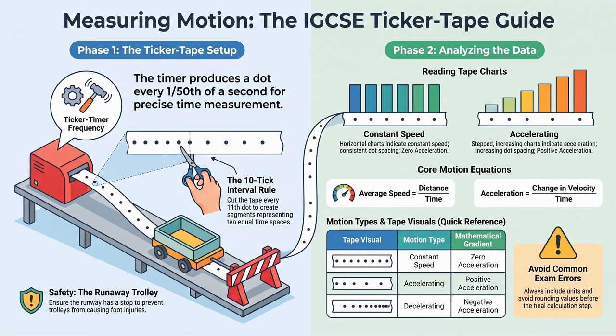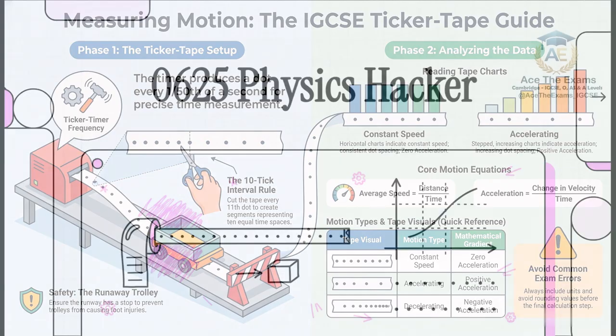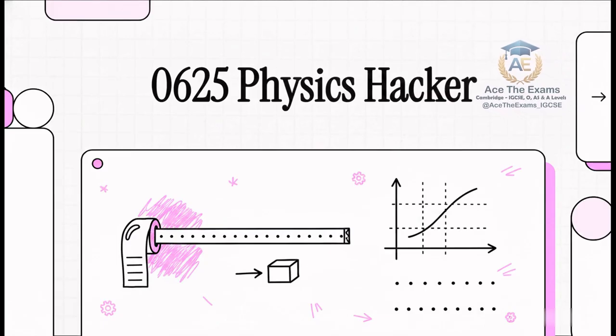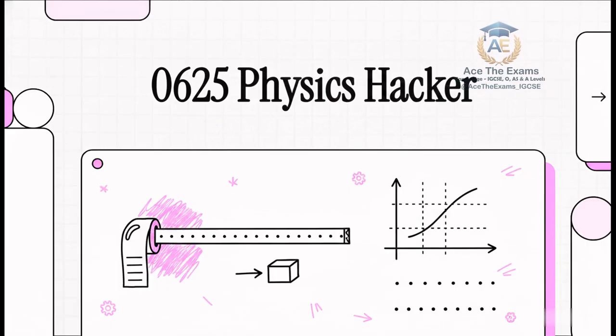You're staring at a massive, messy trail of dots on a paper strip, and the exam paper tells you to mathematically prove acceleration for full marks. Instant panic, right? Well, stick with me through this explainer. We're skipping the fluff and going straight into the core strategy and examiner logic you need to completely hack the Cambridge IGCSE Physics 0625 exam. Let's master the motion and ticker tape timer practical right now.